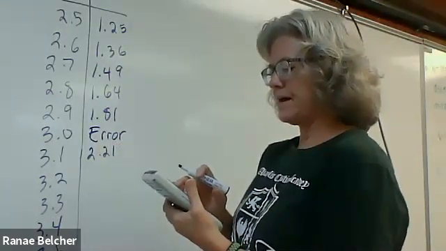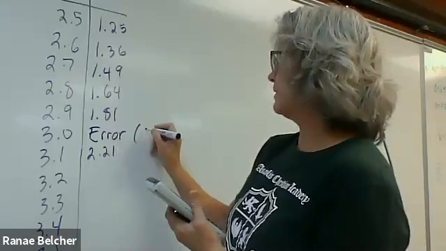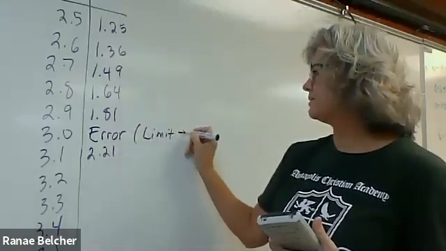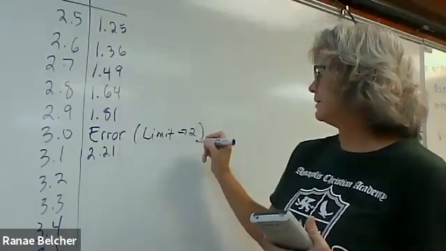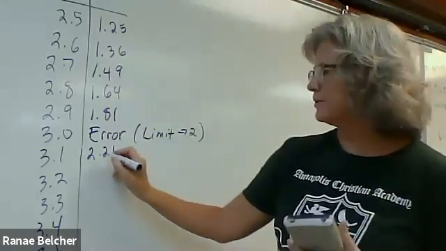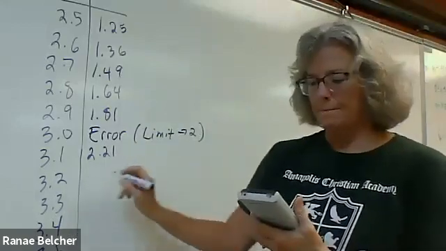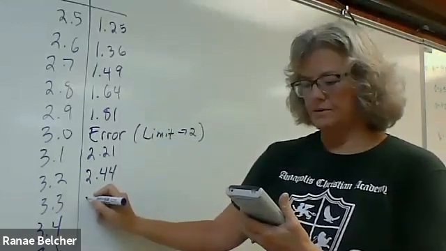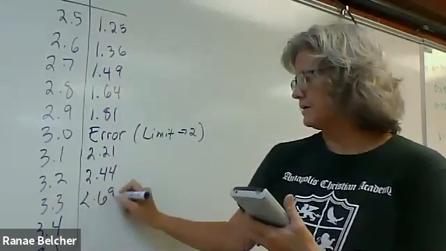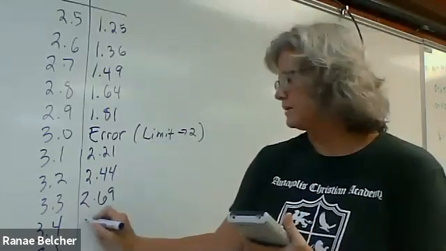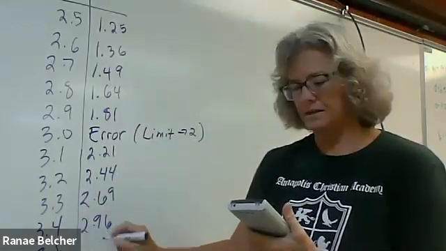It still follows a pattern because remember we said that this is really close to 2, that the limit looks like it should be 2. And so 2.00, that would be like 10 squared, 100, and then 121 and 144 for the squares, 2.69, 2.96 and 3.25.